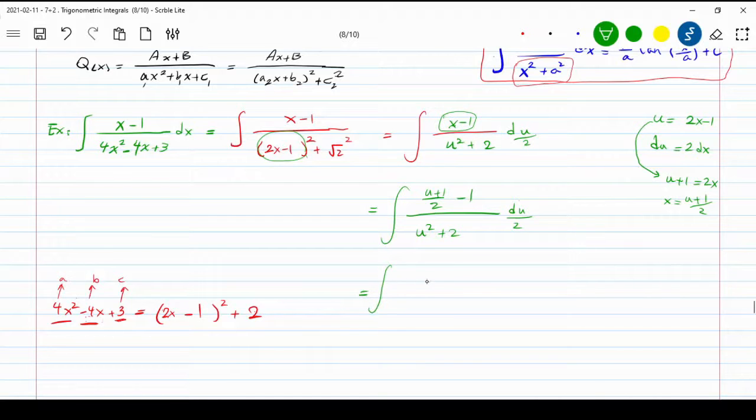So, what did I end up with? I ended up with this integral. You can simplify the numerator. u plus 1 over 2 minus 1 is simply u minus 1 over 2. If you do common denominator, then it divides by u squared plus 2 times du over 2. You can cancel out some of these. You can factor out the 1/2 from this and write it outside. So it would be 1/2, and you can put this 2 outside again. So you get 1/4 times the integral of u minus 1 divided by u squared plus 2 du.